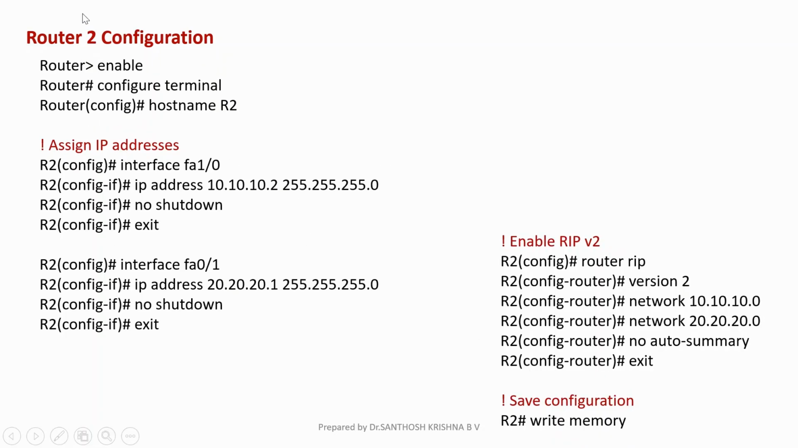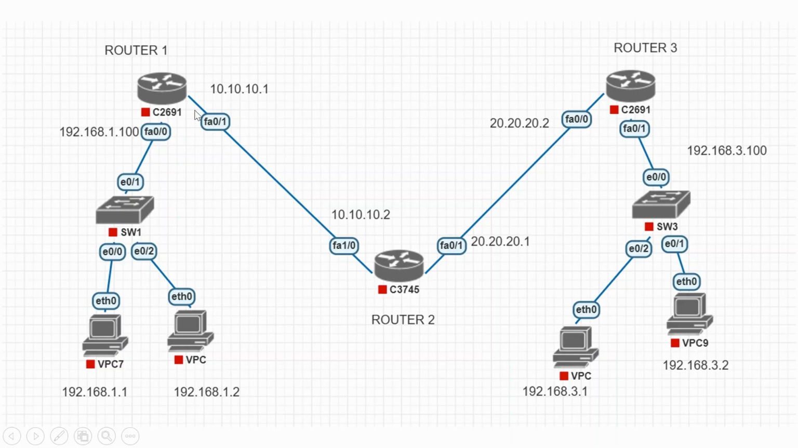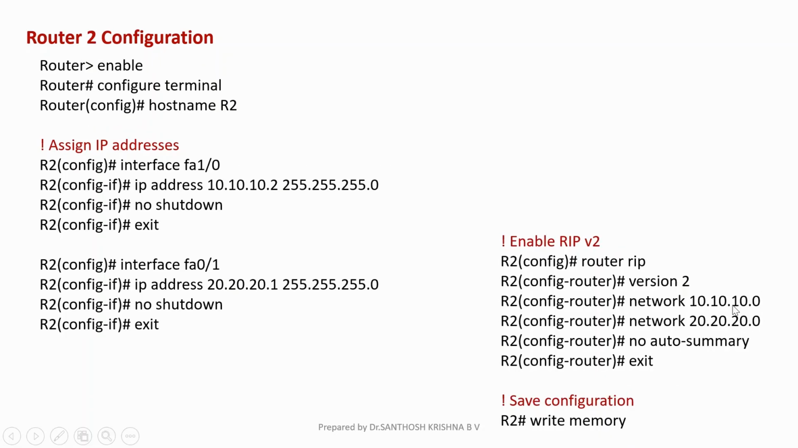The same I'm doing on router 2. Here I have three networks. I need to teach router 2 about the 10 dot network and the 20 dot network. So I am teaching first the 10 dot network and then the 20 dot network to router 2.